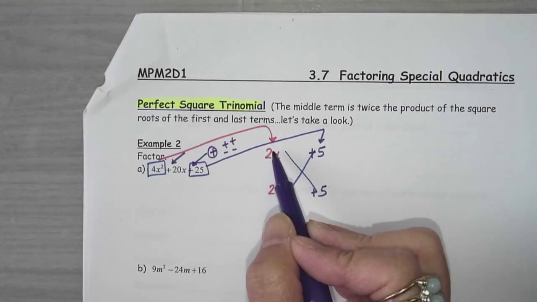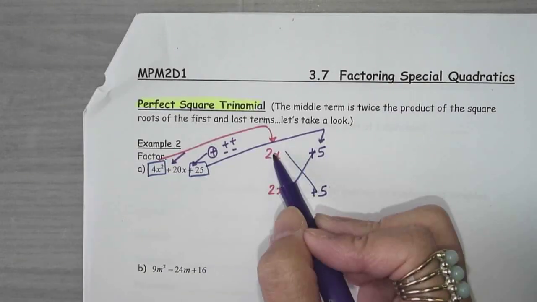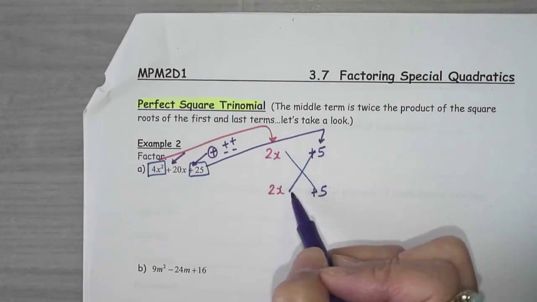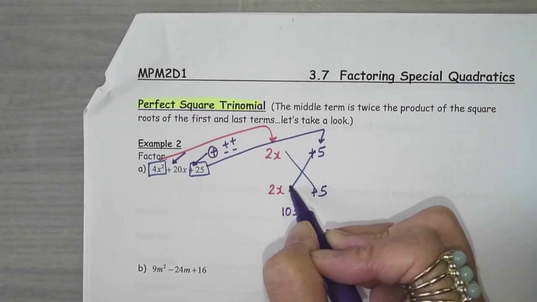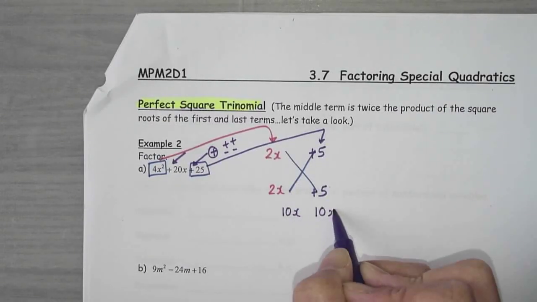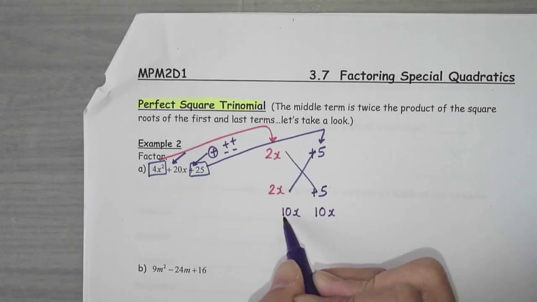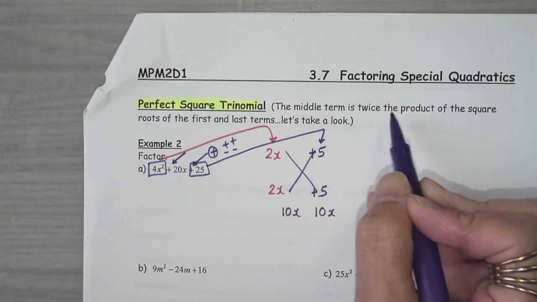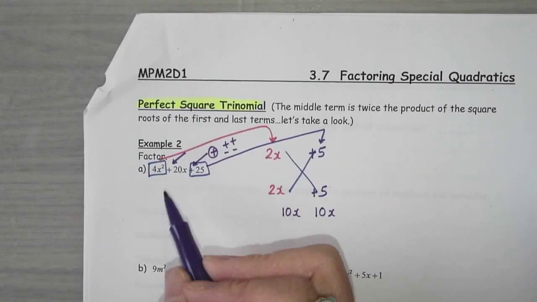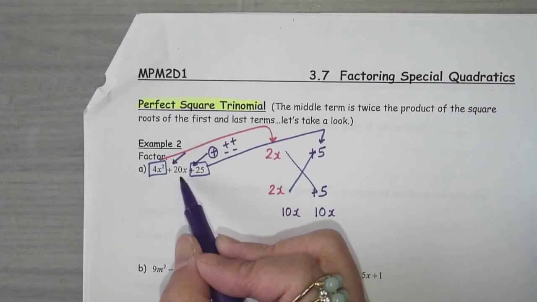So when you look at this, you go 2x, so crisscross. So this is your first term, second term, crisscross. 2x times 5 would be 10x. 2x times 5 would be another 10x. That's twice 10x, so 10x and 10x, so this is twice the product of the square roots, so twice the middle. That would be 20x, and that matches this 20 right here.